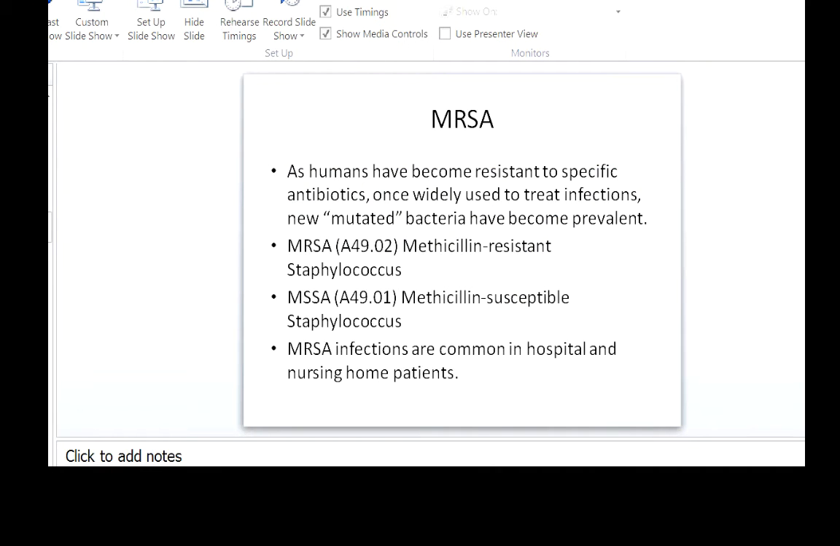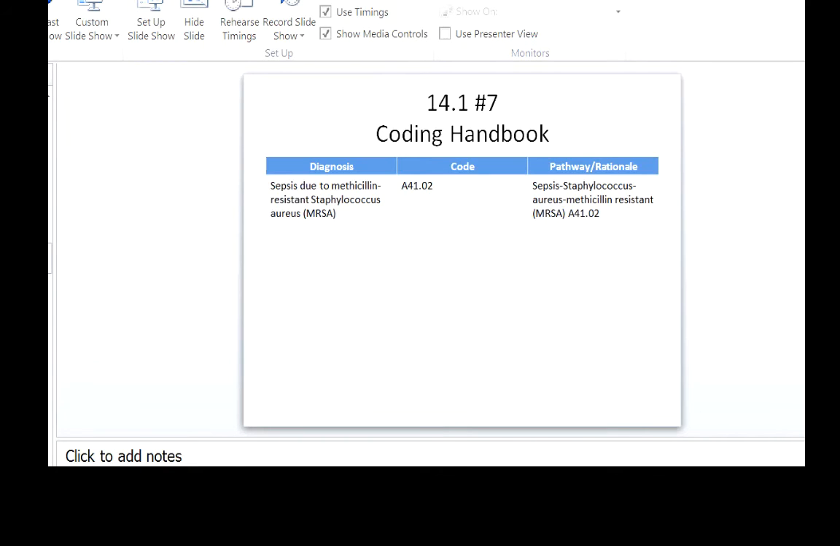I have a slide on MRSA just to remind you that there are different codes for methicillin-resistant staph and methicillin-susceptible staph. These are very common infections, especially in nursing homes and in hospitals. So our first MRSA question is sepsis due to MRSA. So our pathway is sepsis as our main term, and then we just follow the path: Staphylococcus aureus, methicillin-resistant.